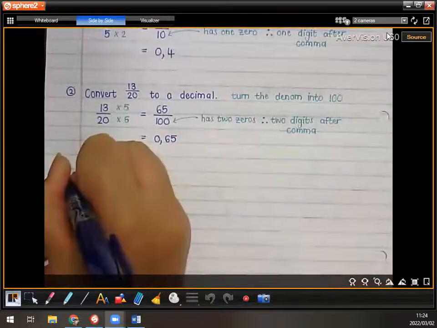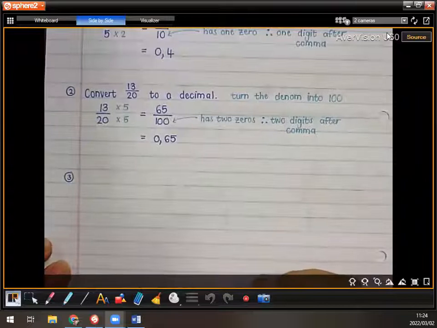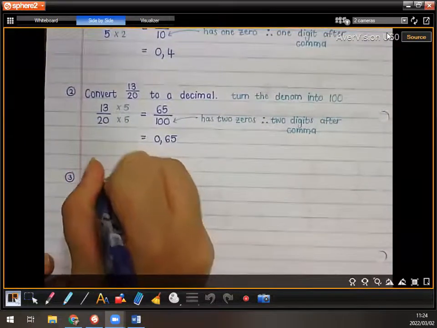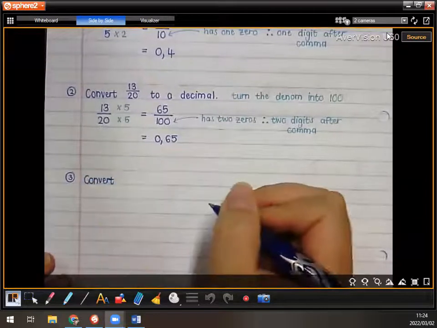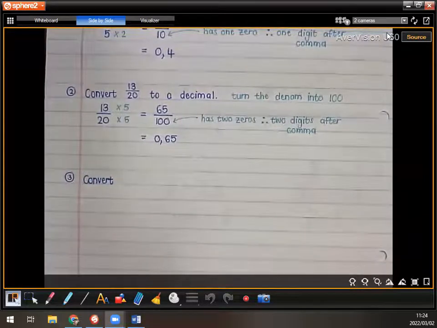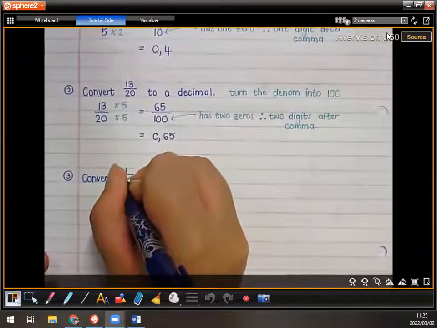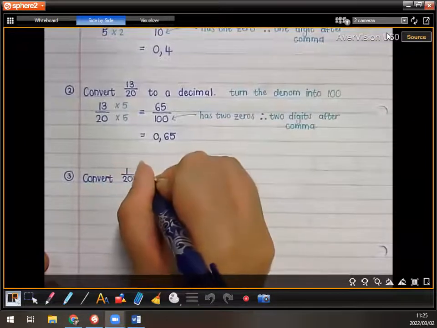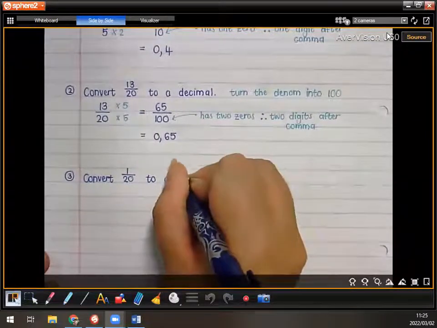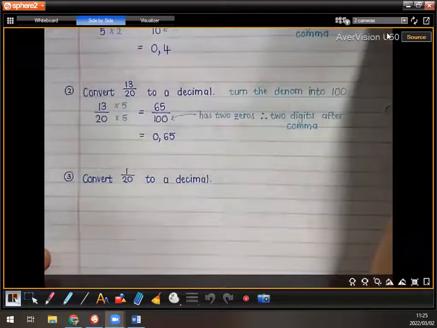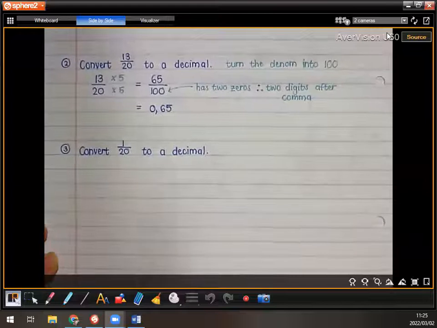Yes, I'm going to do an example like that now. I just want to do one with you quickly that's different, but then I will give you some to do on your own. We now want to convert 1 over 20 to a decimal. It's similar to the previous one. There's just something different here that I want you to see.